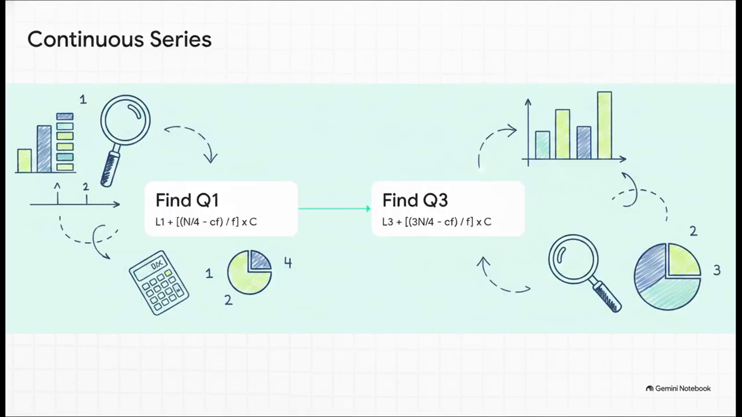Now watch how beautifully these ingredients snap into our interpolation formula. For Q1, you take your starting point, L1, and add a fraction. That fraction is your target position of n over 4, minus the cumulative frequency, all divided by your class frequency, F. Then multiply that whole chunk by your class size C. For Q3, it's the exact same mechanics. You just swap L1 for L3 and use 3n over 4 for your target position. By just plugging these pieces in, you can precisely extract Q1 and Q3 hidden inside those continuous ranges.